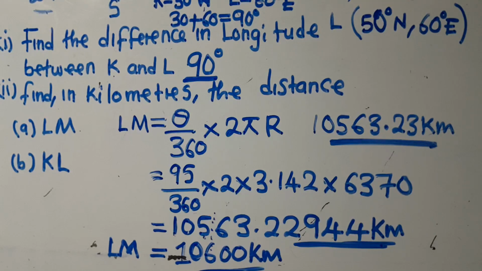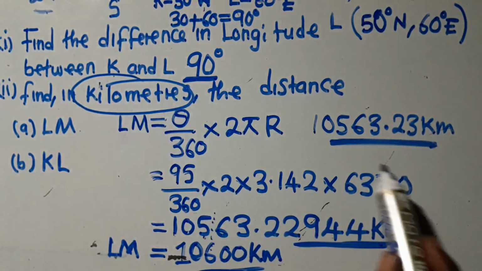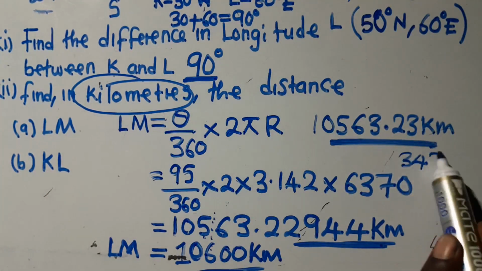But if they said that the distance will be calculated in nautical miles, here where I wrote 6370, I was supposed to write 3437.